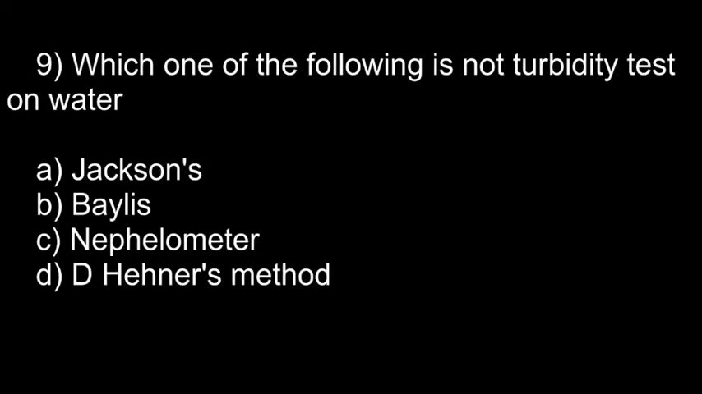Which one of the following is not a turbidity test on water? Jackson's turbidimeter, Bailey's turbidimeter, nephelometer, and the Hardness method. Jackson turbidimeter, Bailey's turbidimeter, and nephelometer are used for the turbidity test of water. Option D is the answer. It is not used in the turbidity test of water. The Hardness method.